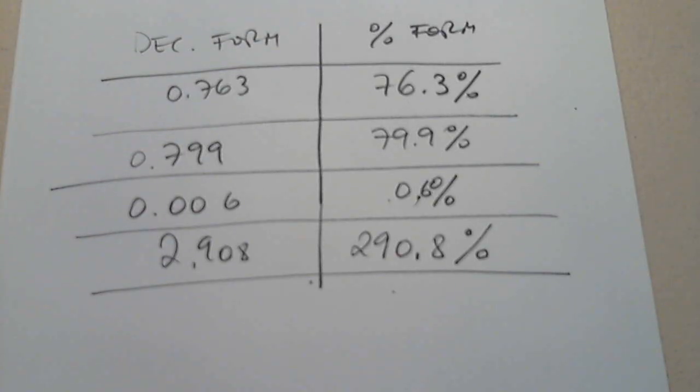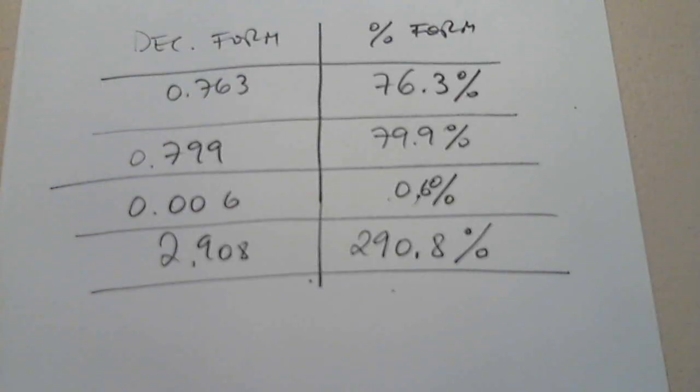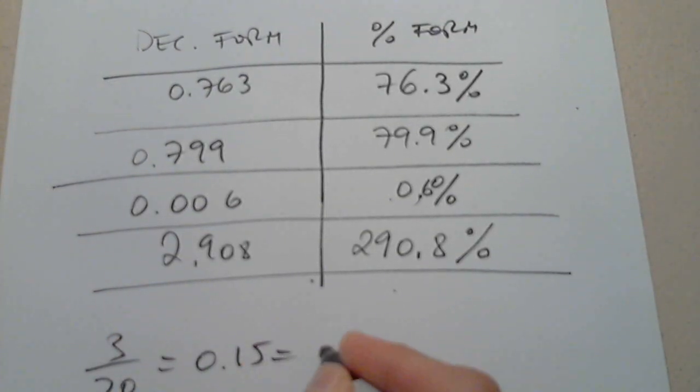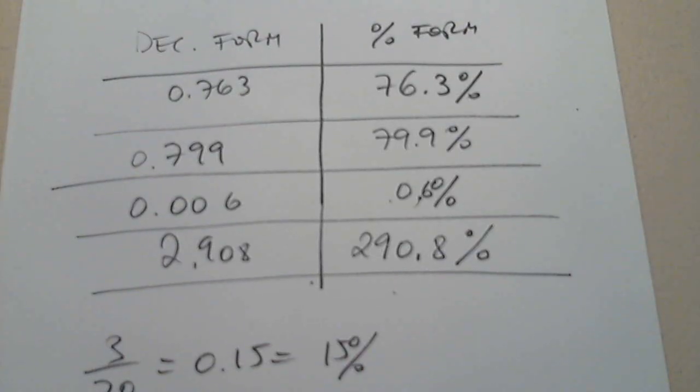Good. Write the fraction as a percent. So 3 divided by 20, we'll put in the calculator. 3 divided by 20. We get the decimal number. And we have to move the decimal digit 2 spots to the right. So 3 over 20 is 0.15 or 15%.